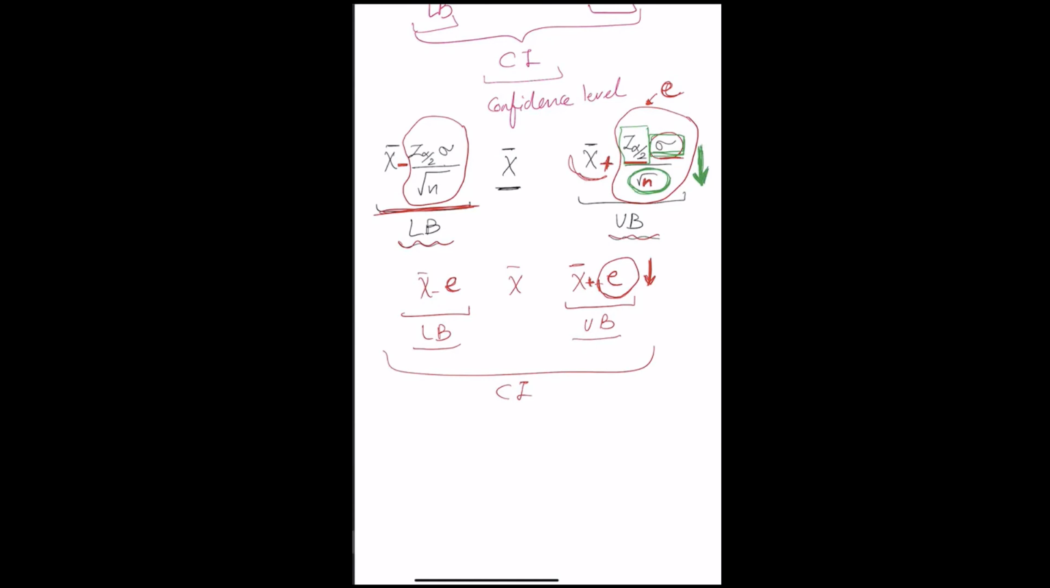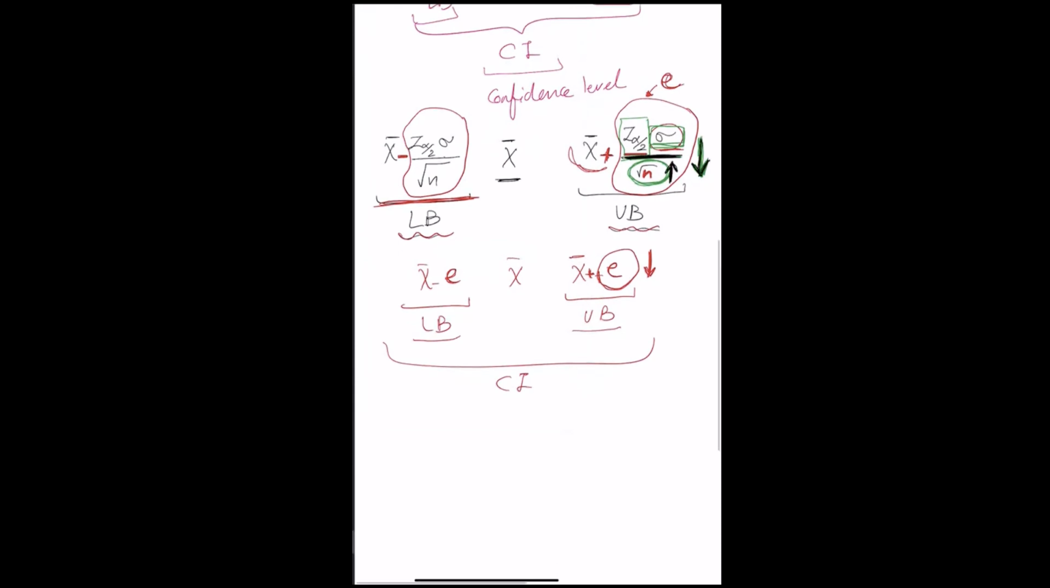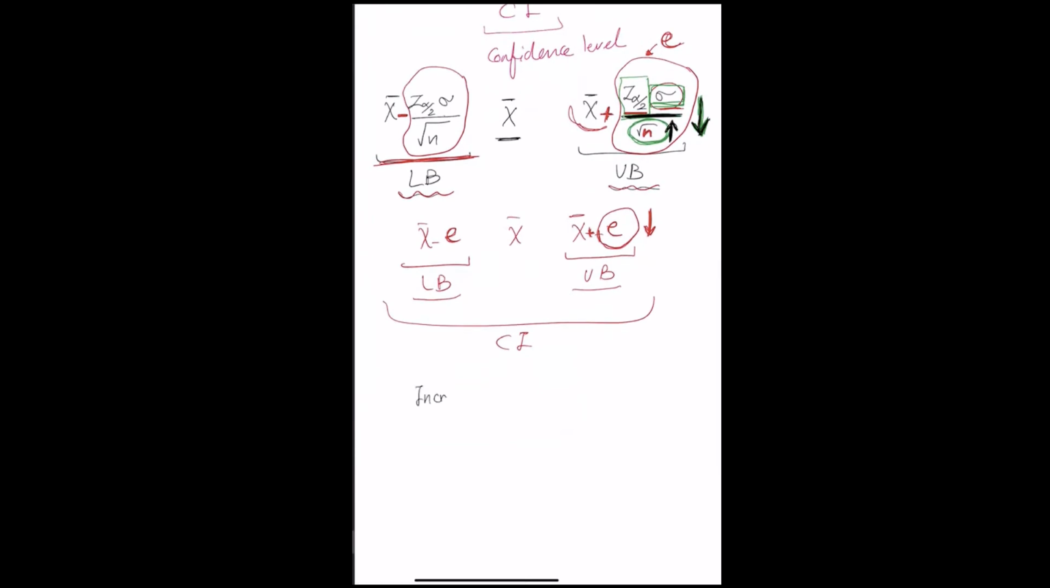Increase it. I have to increase it because N is in the denominator here. You see, E is Z multiplied by sigma divided by the square root of N. N is in the denominator. So if I want to decrease this whole E, I have to increase N. That means I have to increase the sample size. N is the sample size, right? So basically what we came up with says that if you want to come up with a narrow confidence interval, increase the sample size.